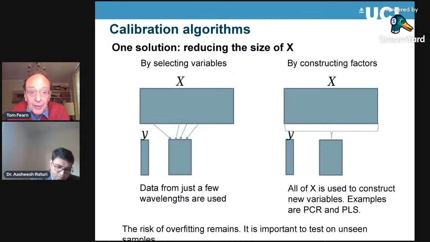Even with these methods, even reducing the dimension, there's still a risk of overfitting, and it is really still important to test what you end up with on some unseen samples. So do whatever you like to get the algorithm, to get an equation, but please test it on some unseen samples before you rush into print and announce that you've got a wonderful method here.